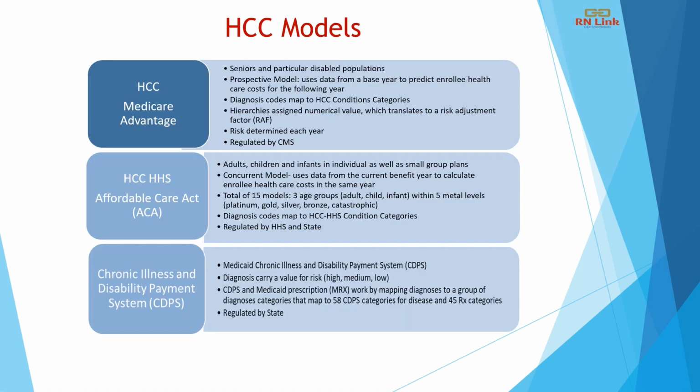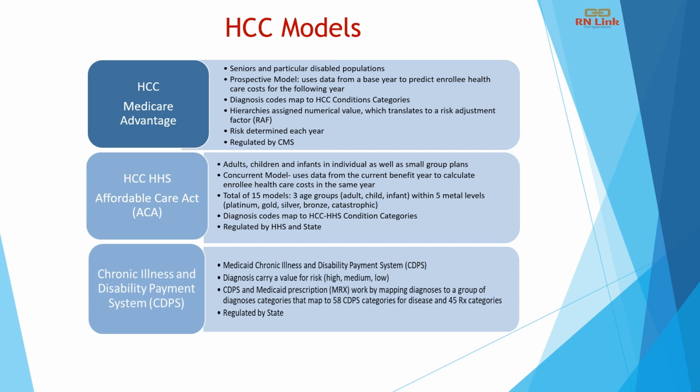HCC models. 1. HCC Medicare Advantage, which includes seniors and particular disabled populations. The prospective model uses data from a base year to predict enrollee healthcare costs for the following year. Diagnosis codes map to HCC condition categories. Hierarchies assign numerical value, which translates to a risk adjustment factor, RAF. Risk determined each year. Regulated by CMS.